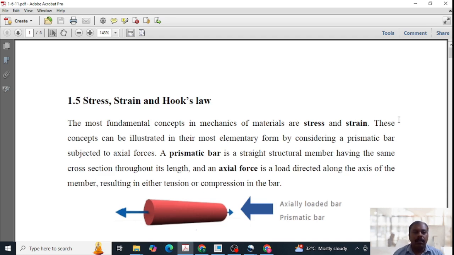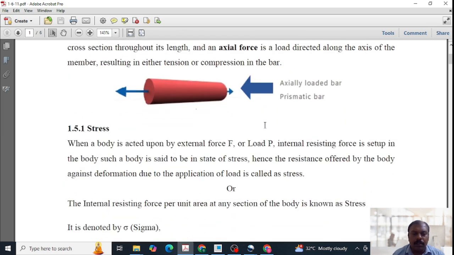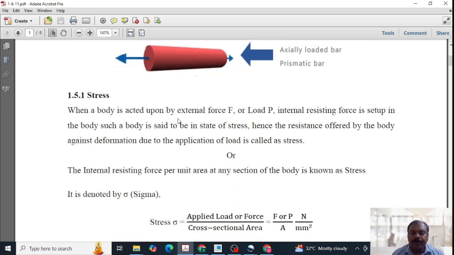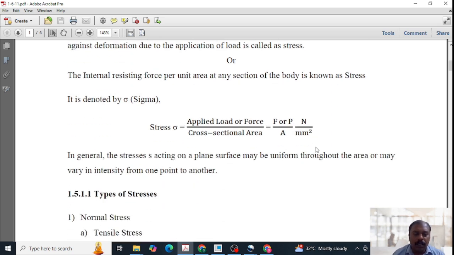Dear learners, in this video we will speak about stress, strain and Hooke's law. Stress: if a body is subjected to any external force, the material will create a resisting force inside the body. The resistance offered by the body against the deformation due to the application of load is called stress. Mathematically, stress is denoted as sigma is equal to applied load by cross-sectional area, and this is measured in Newton per millimeter square.